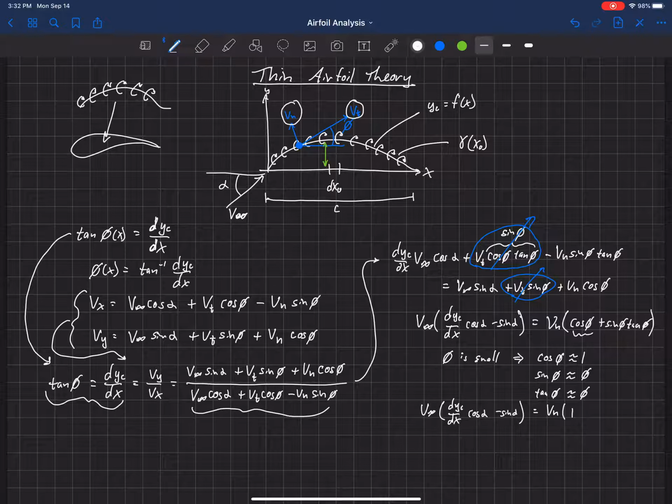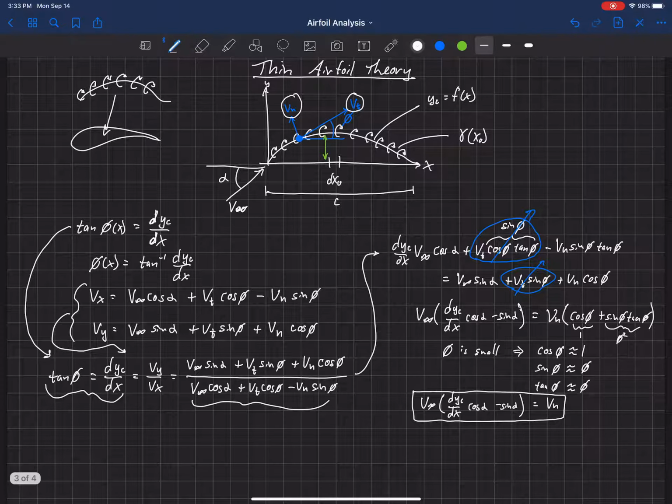So this term here became a 1, this term became a phi squared, and because phi is small, phi squared is extremely small, especially compared to 1, and so we can actually drop that out so that on the right-hand side, all we're going to retain is Vn, because we've got Vn times 1 plus phi squared, which is very small. So we're going to drop out that second term, and so we're left with this equation here for how the normal velocity is related to the slope of the camber line and the free stream angle of attack and the free stream velocity.